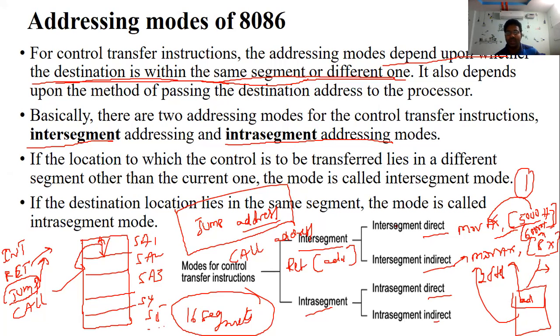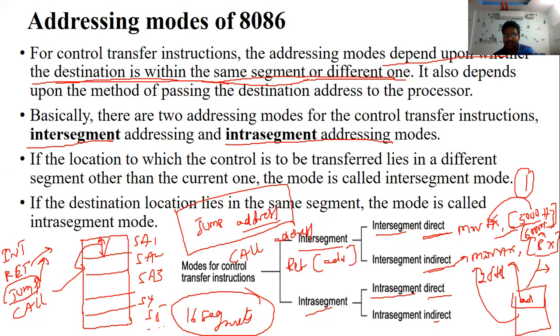This is a one-step process. Intra segment means the jump instruction or data transfer instruction stays within that segment. Direct and indirect, you know from this example. Direct means the instruction itself specifies the address. Indirect means the address value is specified indirectly.